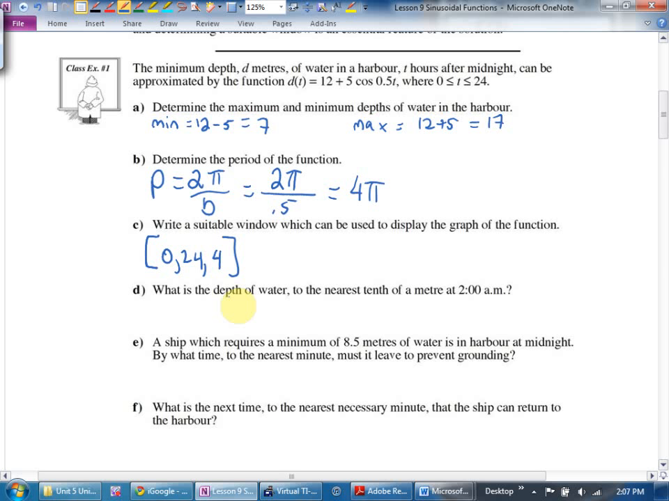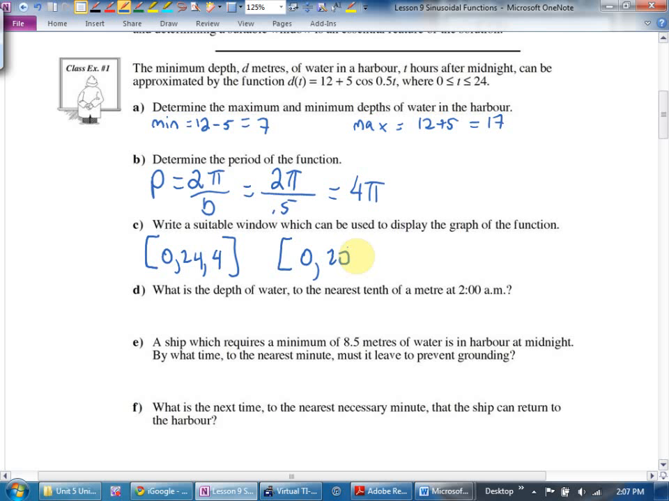And what about a Y window? Well, Y is the depth of water. What's the lowest we get? Seven. What's the highest? 17. Now, I have a personal preference, though. Whenever I'm talking about depth, I like to see the ground. So I'm going to go from zero, and I'm going to go a little bit bigger than 17. I could go 18, but I'm going to go to a nice round number. How about to 20? That should give us a fairly centered graph.